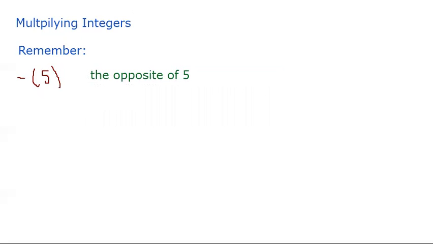And what we learned, though, is, well, the opposite of 5 is the same thing as -5. Those are equivalent. So those are interchangeable. -5 is the same thing as the opposite of 5. The opposite of 5 is the same thing as -5.